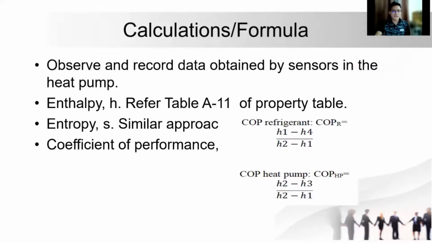So for the calculations, there are 3 quantities that we need to calculate for this experiment, which are the enthalpy H and entropy S, for which we can refer to table A11 and do some interpolations. For the coefficient of performance, there are 2 coefficients of performance, which are the COP for the refrigerant and the COP for the heat pump. So here you can see the formula for the COP.